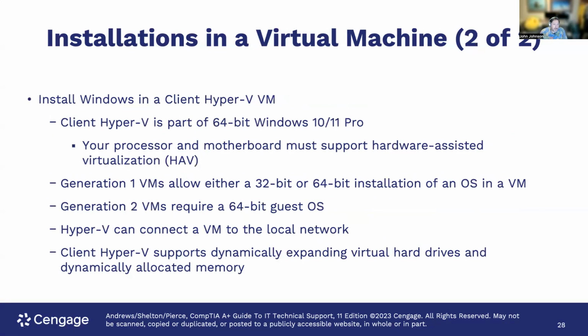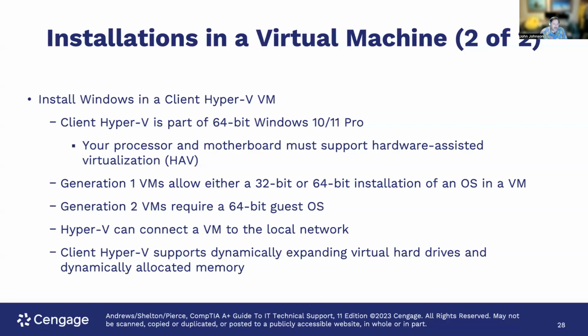So install Windows in the client Hyper-V VM. So the client Hyper-V is a part of the 64-bit Windows 10 11 Pro. Your processor and your motherboard must support hardware-assisted virtualization. Generation 1 VMs allow either 32-bit or 64-bit installation of an OS in a VM. Generation 2 requires a 64-bit operating system, so keep that in mind. That's a very important distinction between the two.